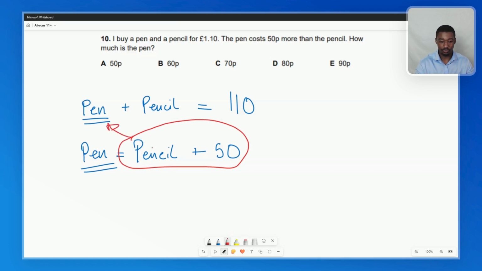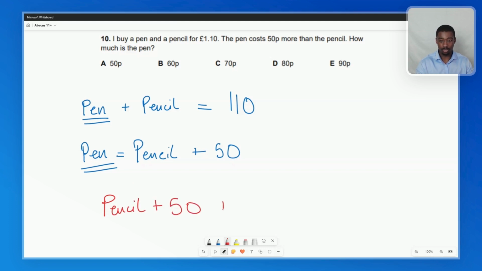And doing this will help us to understand what the pencil is. So let's do it for real so we can see what's going on here. We know that pen plus pencil is 110. But we also know that pen is pencil plus 50. So if we know these two things, we can substitute pen for pencil plus 50. That's all substitution is. So now we have pencil plus 50 plus the rest of this equation.